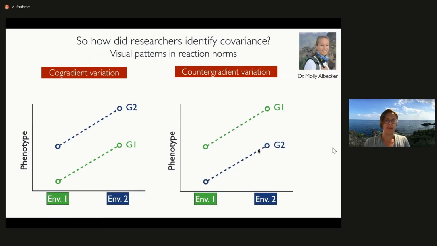Now, the interesting thing about all of these classic studies is they didn't actually quantify this COVE-GE. They identified it by looking at visual patterns and reaction norms. So I'm going to show you the visual patterns look kind of like this, but the identity of the genotypes and the pattern across environments matters.